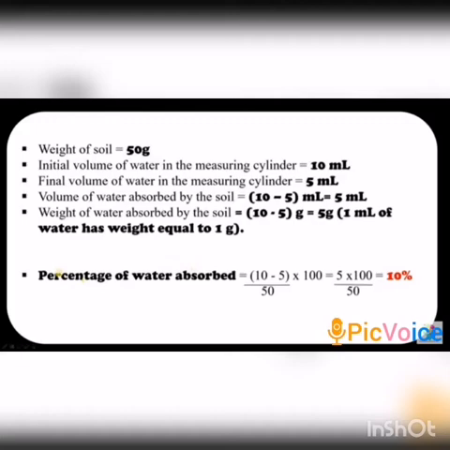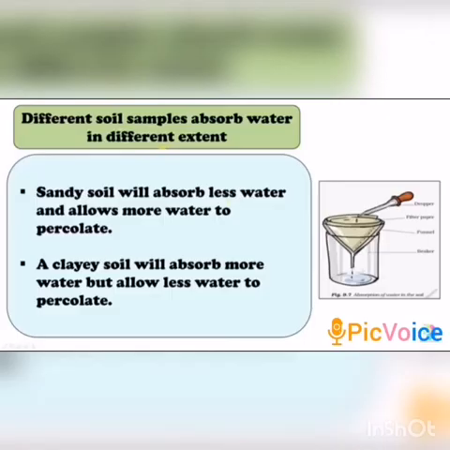Because here we calculate this in percentage, the percentage of water absorbed, so we have to multiply with 100. So initial volume minus final volume divided by weight of the soil into 100. Okay children. After doing that, we will get the rate of absorption of water. Do you understand, children?